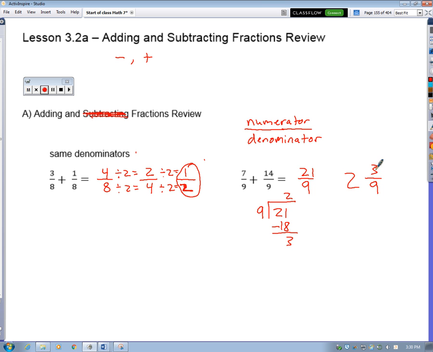But we're not quite done yet. We can simplify 3 over 9 because we can divide both of these numbers by 3.